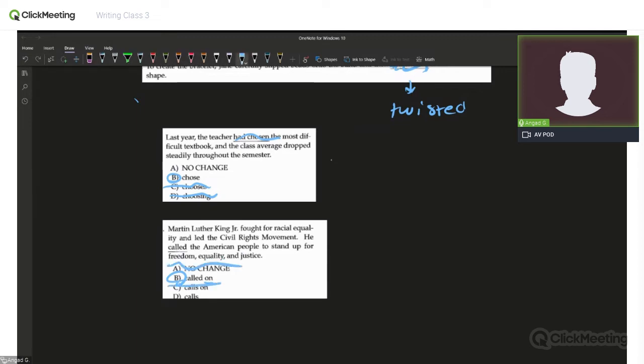So A is incorrect. Every other thing has to do with tenses. But the difference between A and B has to do with the idioms. You guys get that?